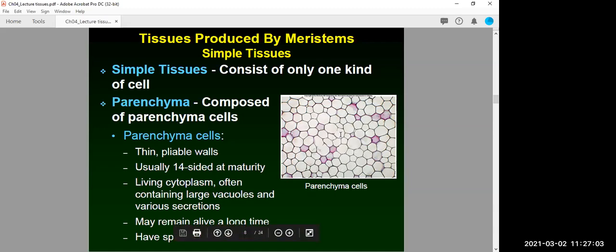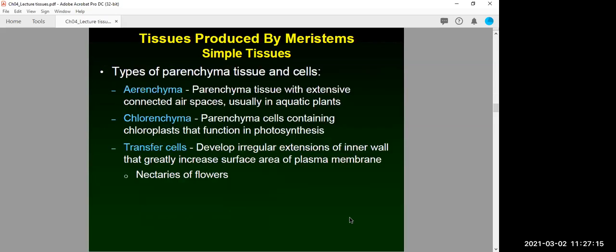Okay, and we can also see there are some small spaces in between these parenchyma cells here. And of course the aerenchyma cells are going to have much bigger spaces with oxygen. If you remember, we talked about aerenchyma, those are from the aquatic plants. With chlorenchyma, those have chloroplasts, so those are going to be photosynthetic. You can recognize the chlorenchyma because they're green.